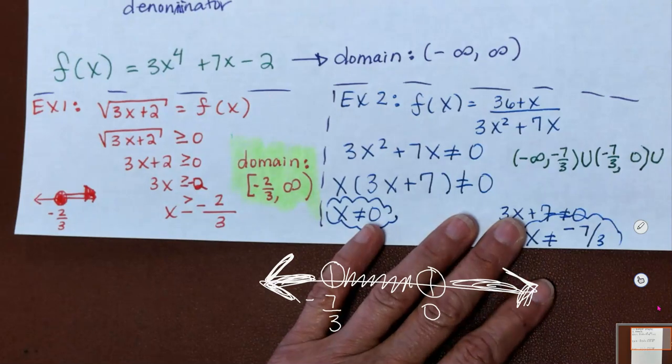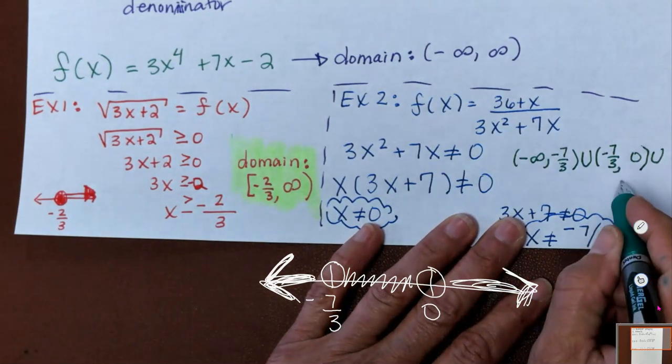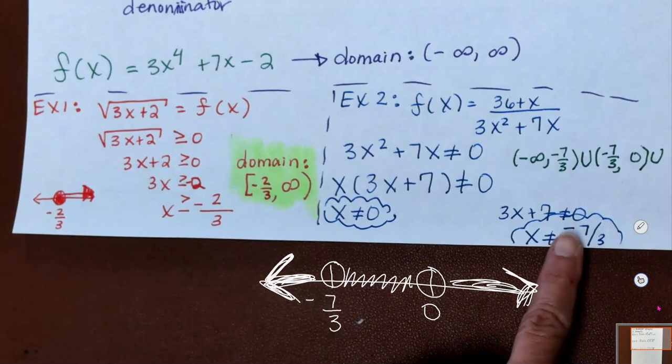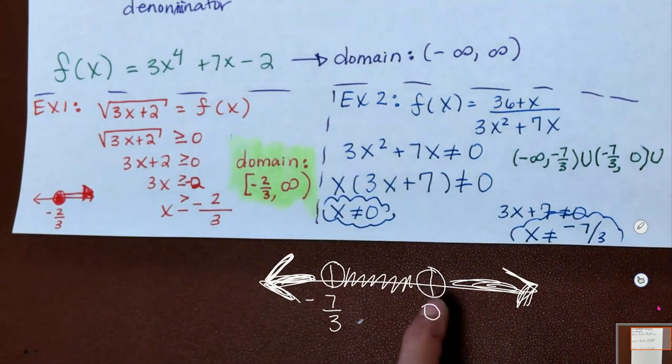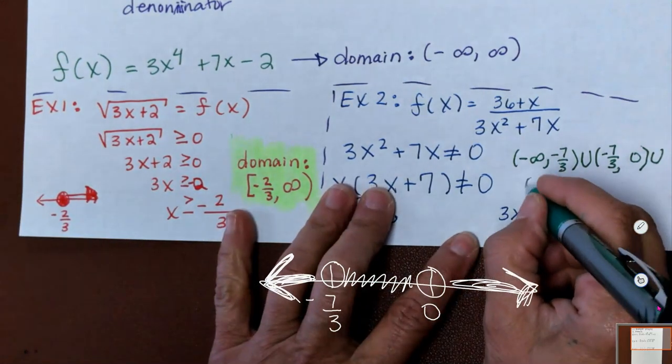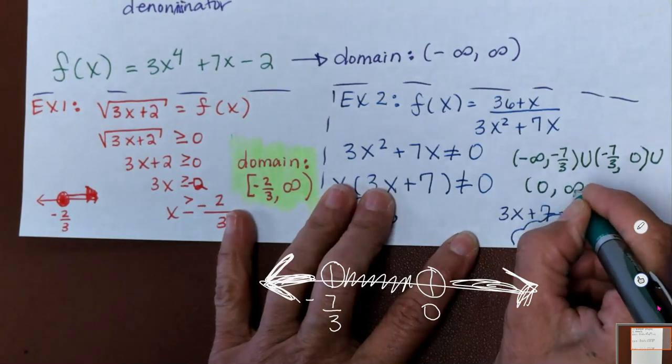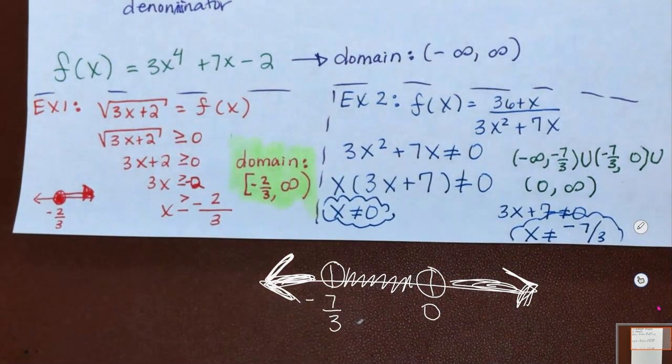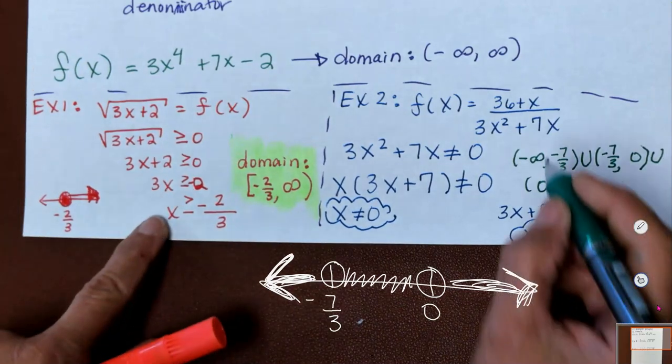And guys, I ran out of room on my paper, so I'm just going to pick up where I left off. We just hopped over that 0 right here. So we're going to pick up at 0 and then go again to positive infinity. And that's your domain.